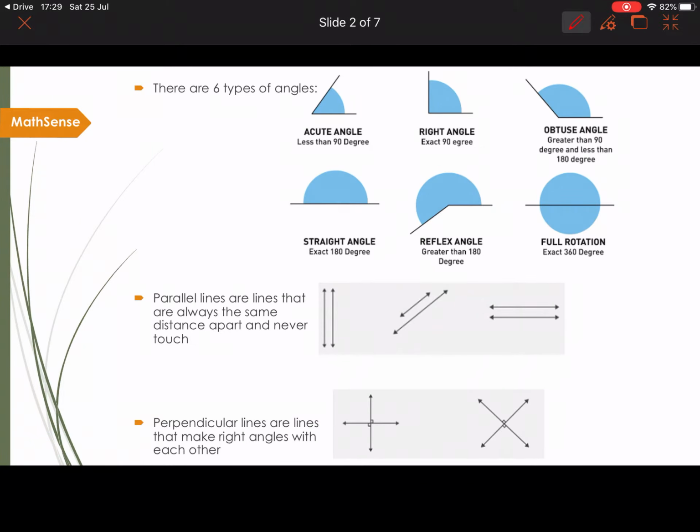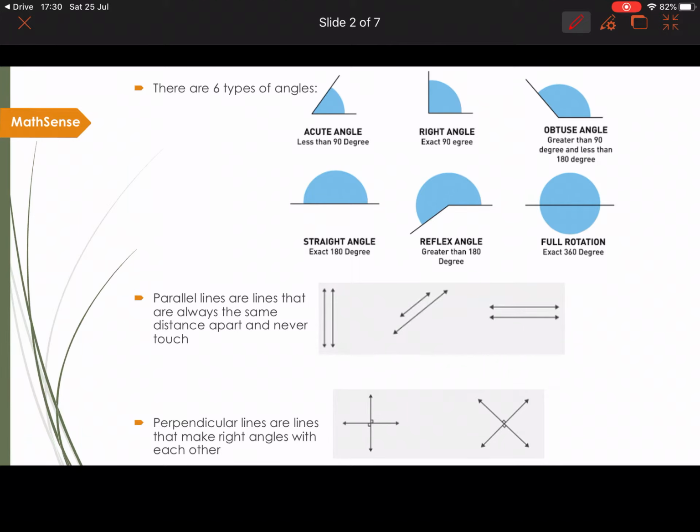So firstly, there are 6 types of angles. Acute angles that are less than 90 degrees, right angles that are exactly 90 degrees, obtuse angles that are greater than 90 but less than 180, so anything between 91 and 179. Straight angles, which are exactly 180 degrees, reflex angles that are greater than 180 but less than a full rotation, so anything between 181 and 359, and then finally a full rotation, which is 360 degrees exactly.